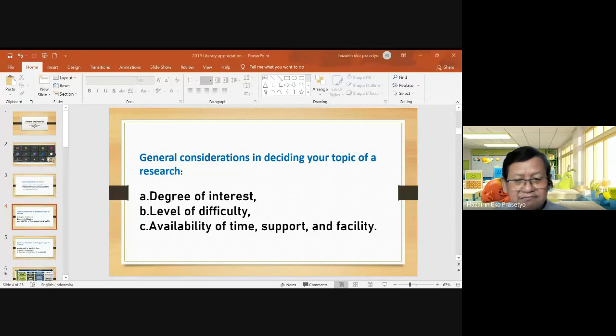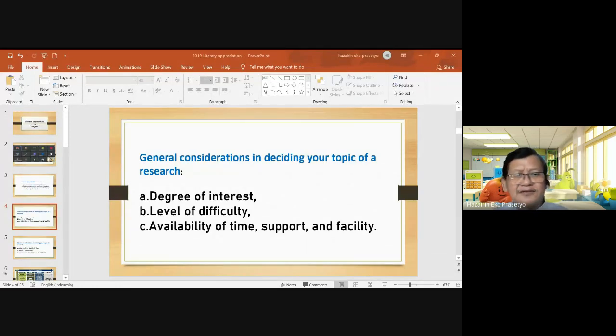Support can be in terms of money or fund. If you've got enough fund or money to do the research, say for example, you're going to collect data from the internet every day in a week, do you have enough data for accessing the internet for it? And is money available for you to buy that internet data package? Okay, so support can be from various sources.